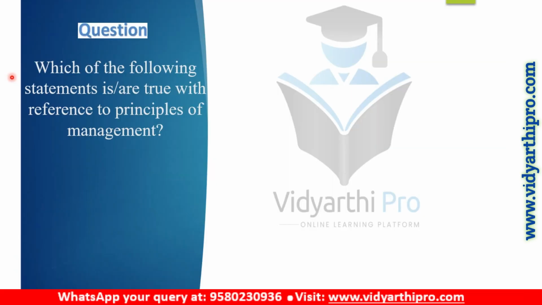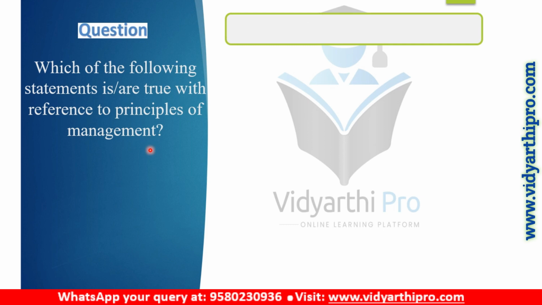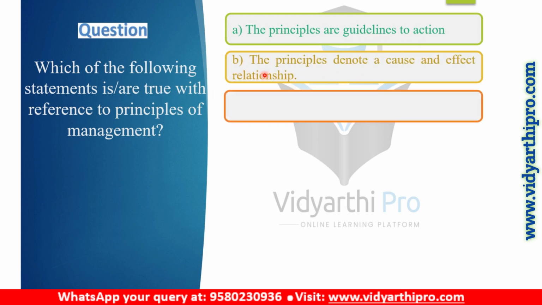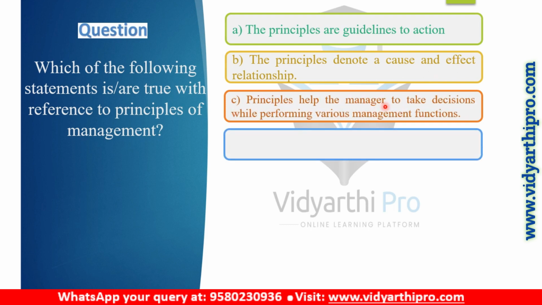Okay, and in this series and in this context, our first question is, which of the following statements is or are true with the reference to principles of management? नीचे कुछ statements दिए गए हैं और आपको find out करना है कि इनमें से कौन सा statement या कई सारे statements सही हैं with reference to principles of management. And options are: option number 1, the principles are guidelines to actions; option number 2, the principles denote a cause and effect relationship; option number 3, principle helps the manager to take decisions while performing various management functions; and option number 4, all of the above. And the correct answer for this question is option number D, all of the above.